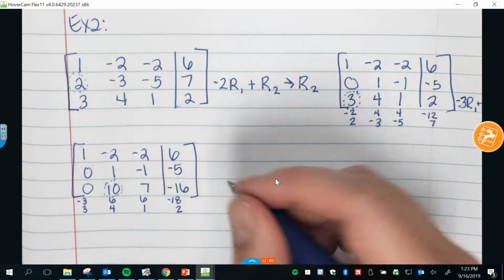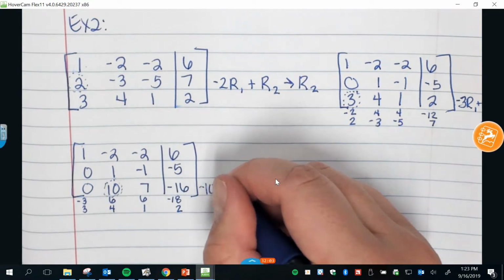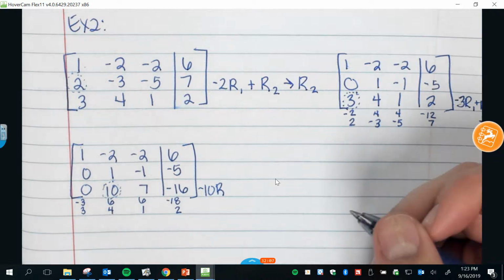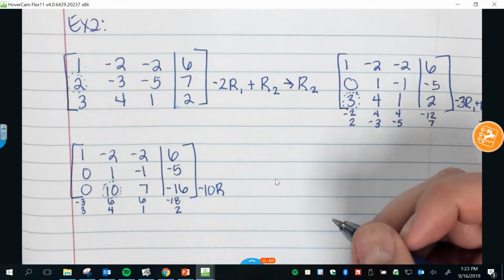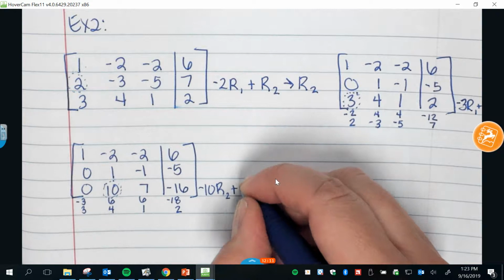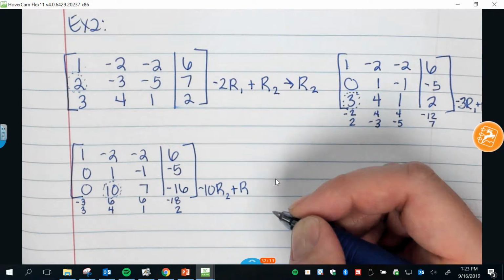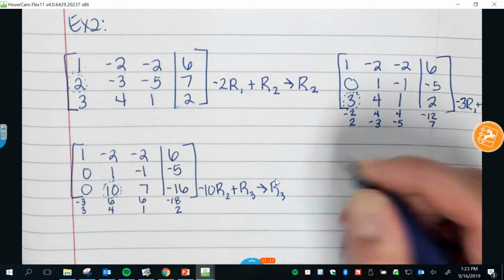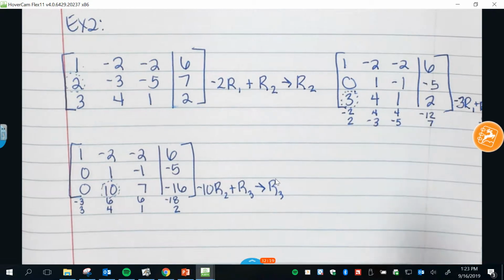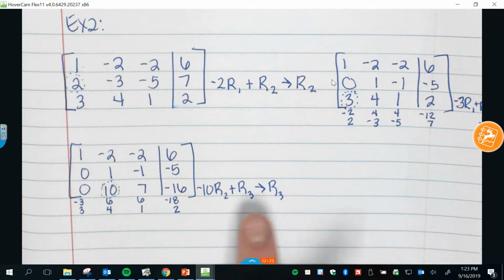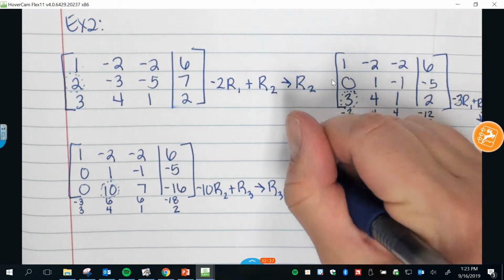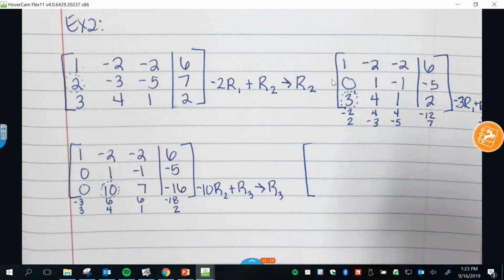Negative 10, right? Negative 10 times our what? What row would I be multiplying the negative 10 by? Row 2 plus row 3 into row 3. You should never have to really think about that because that's always going to be whatever line you have the circle, okay? The other two that I'm not touching just get copied.